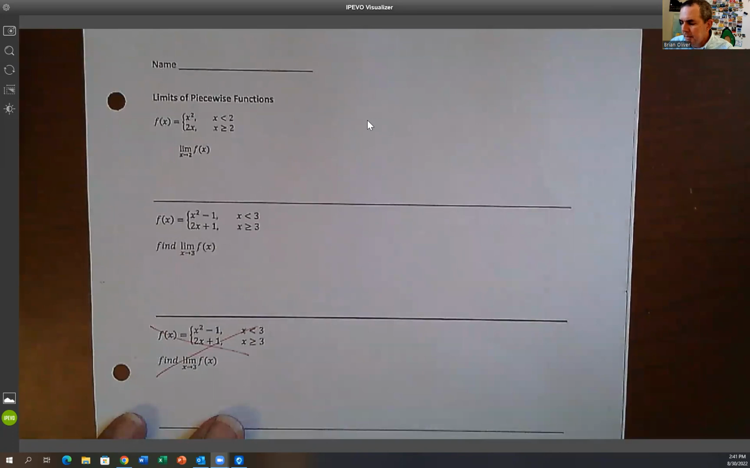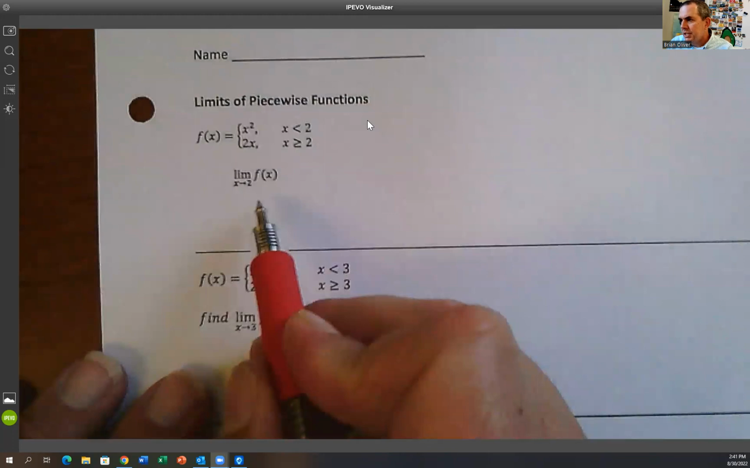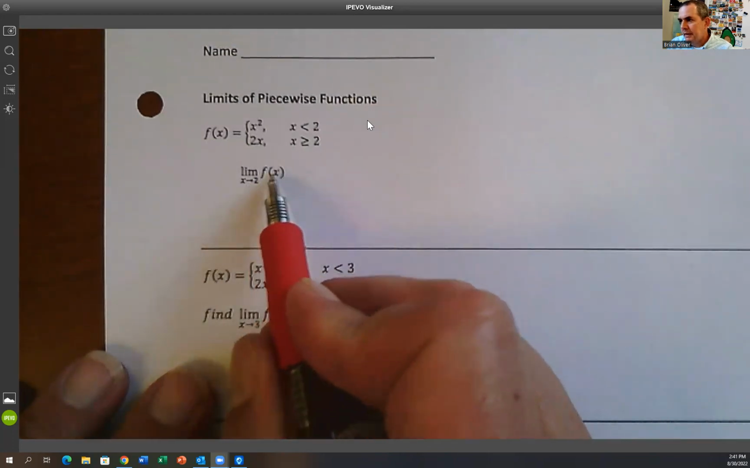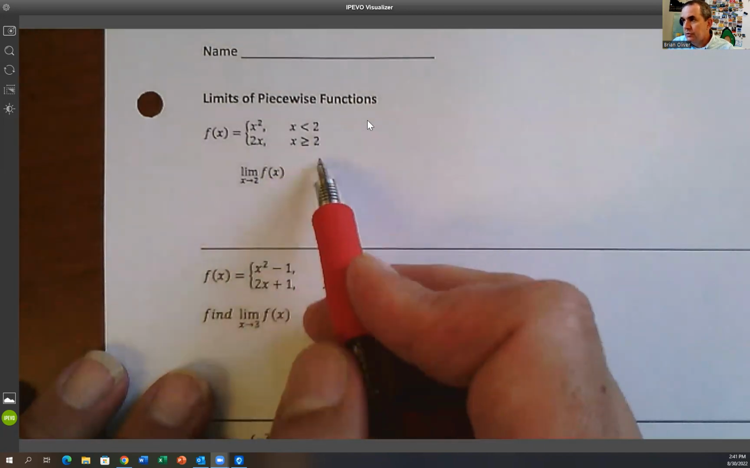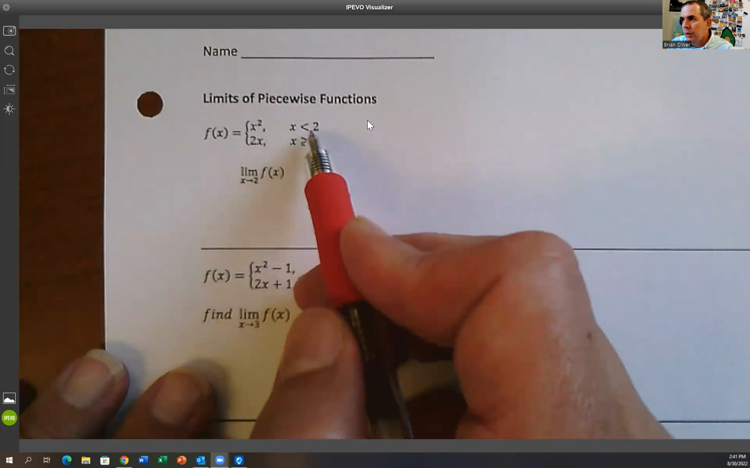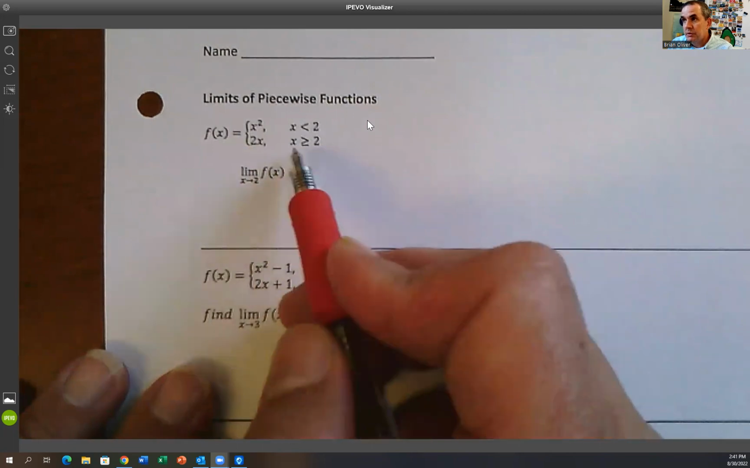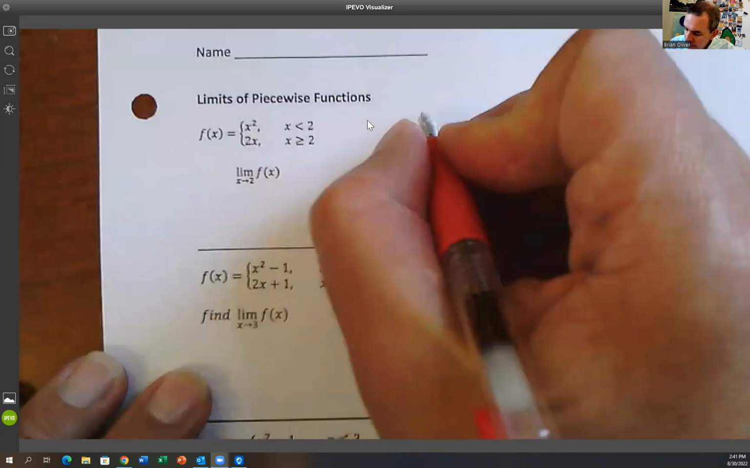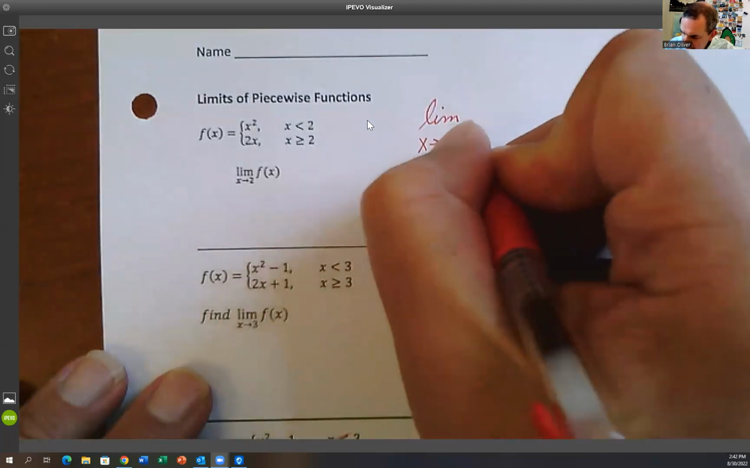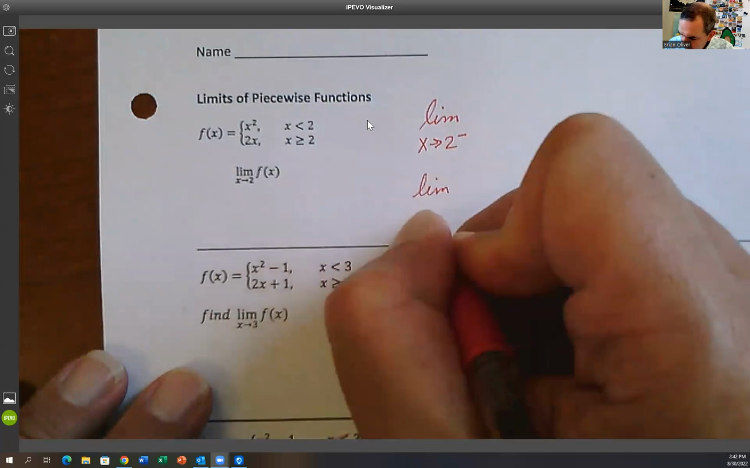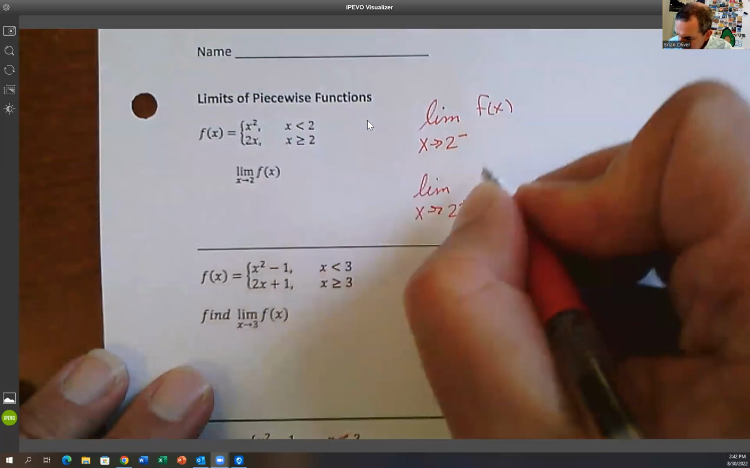Again, here's the deal with the limit on a piecewise function. Let me zoom in a little bit so we can see better. We're taking the limit as x approaches 2 of f of x. This piecewise function has two separate chunks. With numbers smaller than 2, it's x squared. With numbers greater than or equal to 2, it's 2x. So we're going to look at the two limits from both sides: x approaches 2 from the negative, and x approaches 2 from the positive.